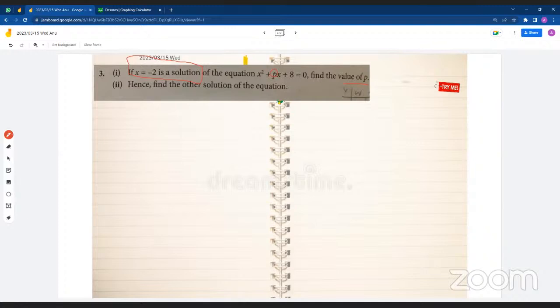You can look at your Jamboard or my screen for now. So -2 squared is going to be 4. Then minus 2p, and then plus 8 equals 0. So 4 minus 2p plus 8 equals 0. Then this will be p equals -2, I believe, because it comes from -8. Oh no, -8 minus 4 over -2, which is going to be 6. Let me just check.